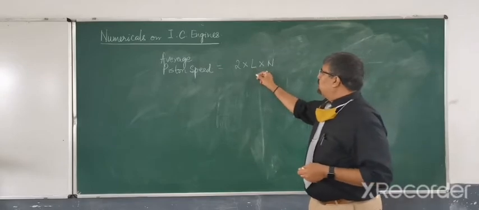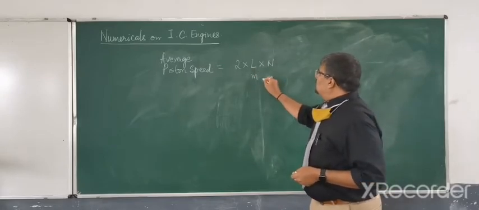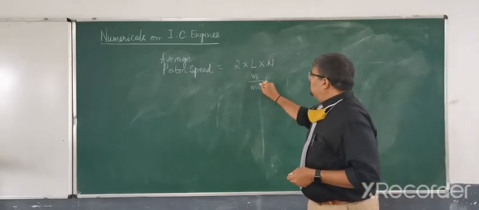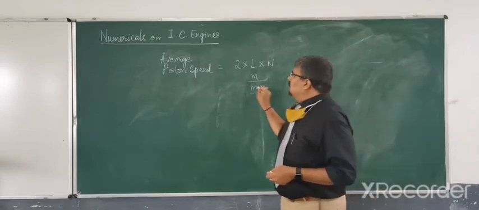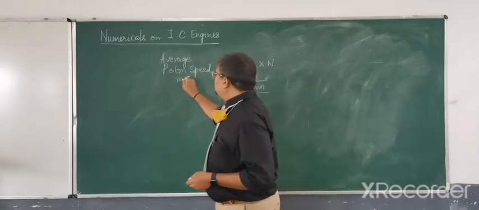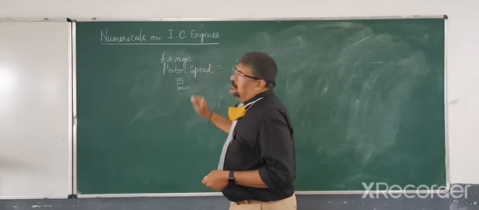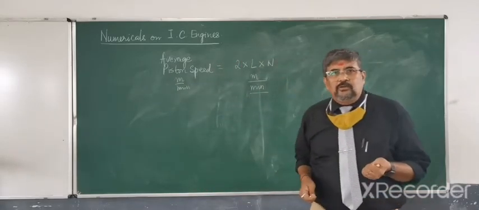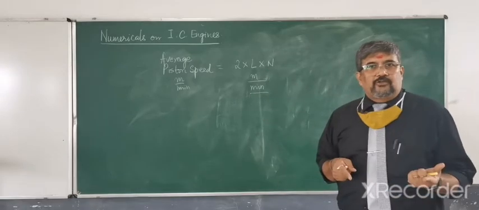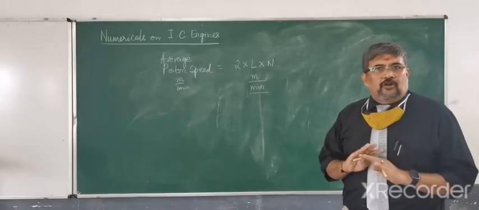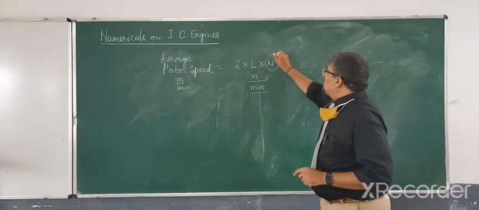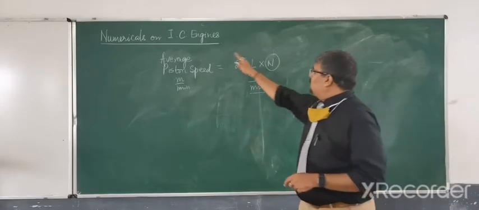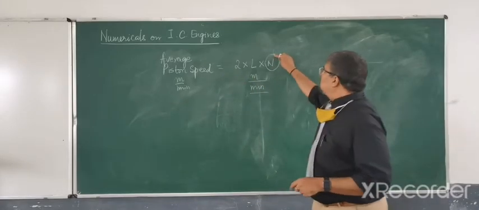So the stroke length will have the units of meters. This will be in RPM, so it is meters per minute. So obviously the piston speed will have the units meters per minute. What may happen is, in some cases, the stroke length is given to you, the average piston speed is given to you, but explicitly they have not given you the value of N. So you have to use this equation and find out the value of N.